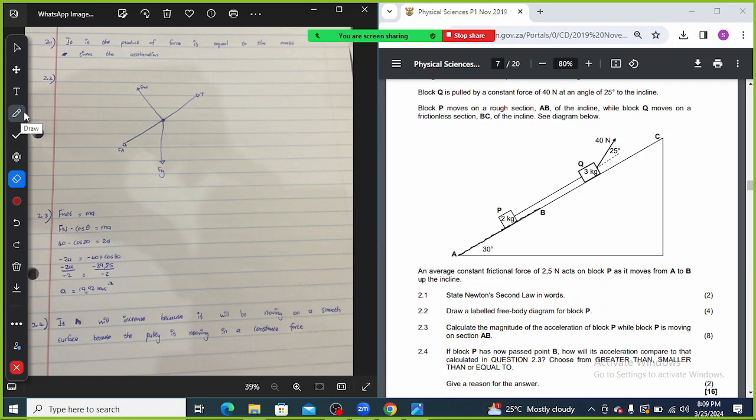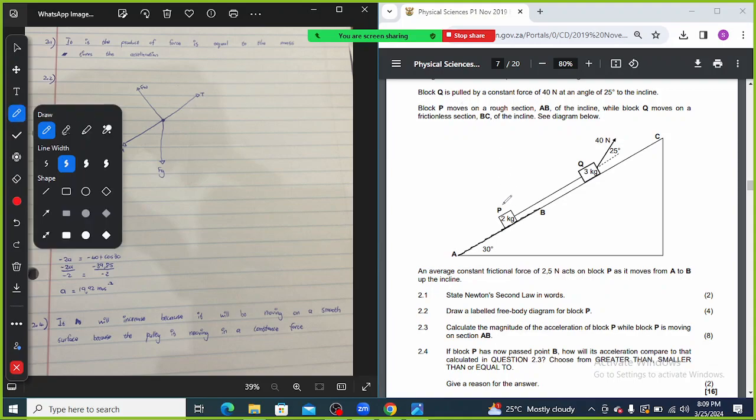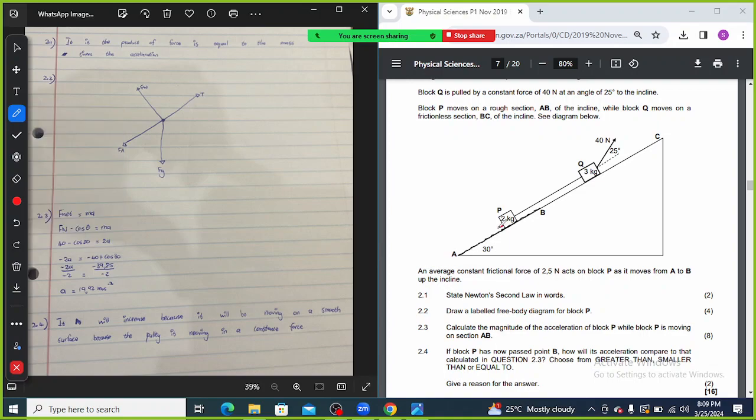Okay, so you can see that since this block P is connected to block Q, and block Q is moving up the incline, that means it's pulling block P up the incline also, right? So this tells us that the frictional force would face that direction, since the object is moving that direction. Any question here? No. All right. So that is very, very important to understand.